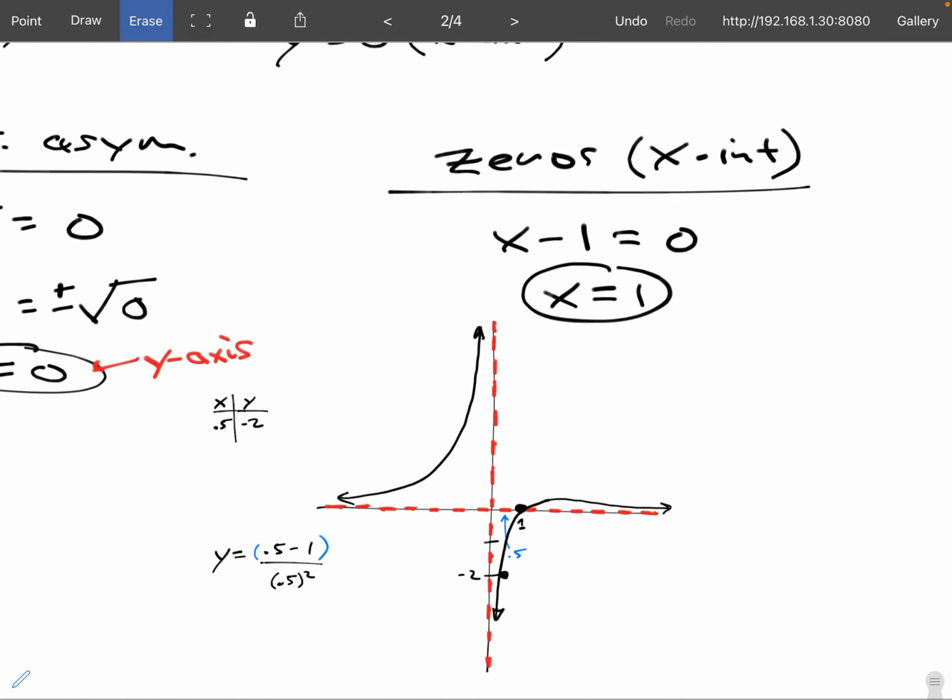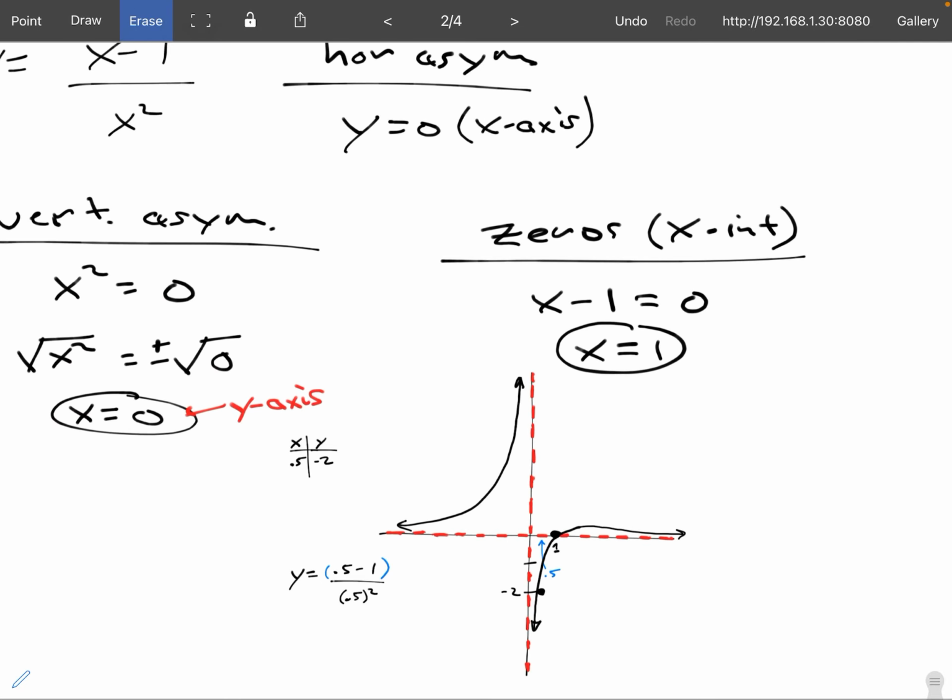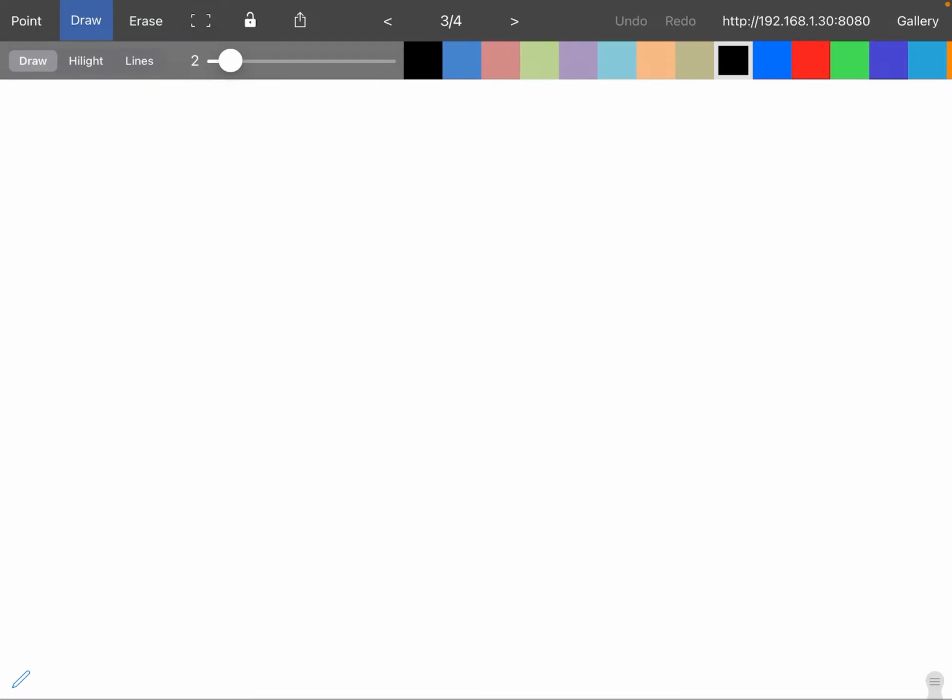So let's try this one. You guys good with that one? So let me go to a new page. So here's our third one of these. The last 2 will go quick, at least compared to this.